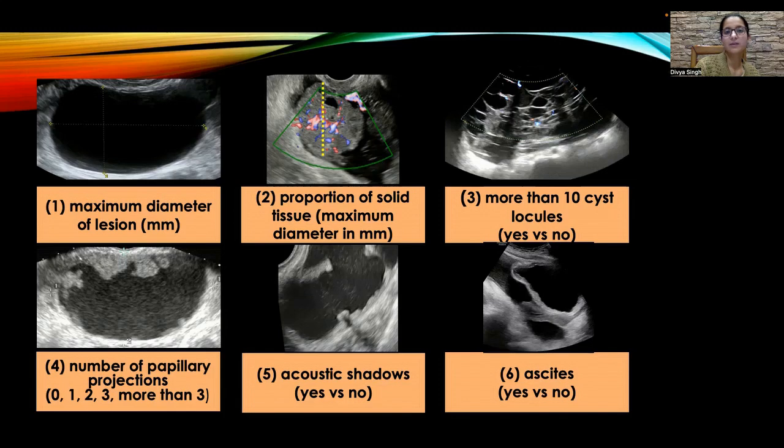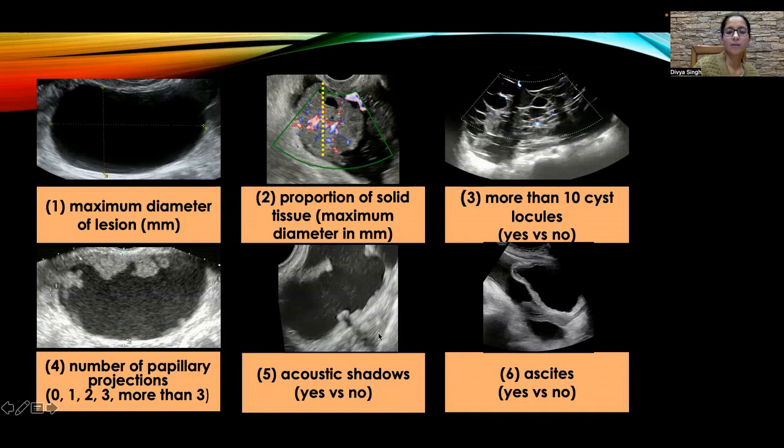The 6 ultrasound variables that we need to enter in the ADNEX model are: number 1, the maximum diameter of the adnexal lesion, which is again measured in millimeters. Then the solid component of the lesion, we need to measure the maximum diameter of the solid component of the lesion, as we've done here. Again, the measurement is to be entered in millimeters. Then if you see a cyst with locules, you have to answer whether there are more than 10 cyst locules or not. That is yes or no. Because the more the number of locules, the higher the chance that the lesion is malignant. Then, as I said earlier, if you see papillary projections, you have to accurately count the total number of papillary projections, because in ADNEX you have to enter if there are no 1, 2, 3 or more than 3 papillary projections.